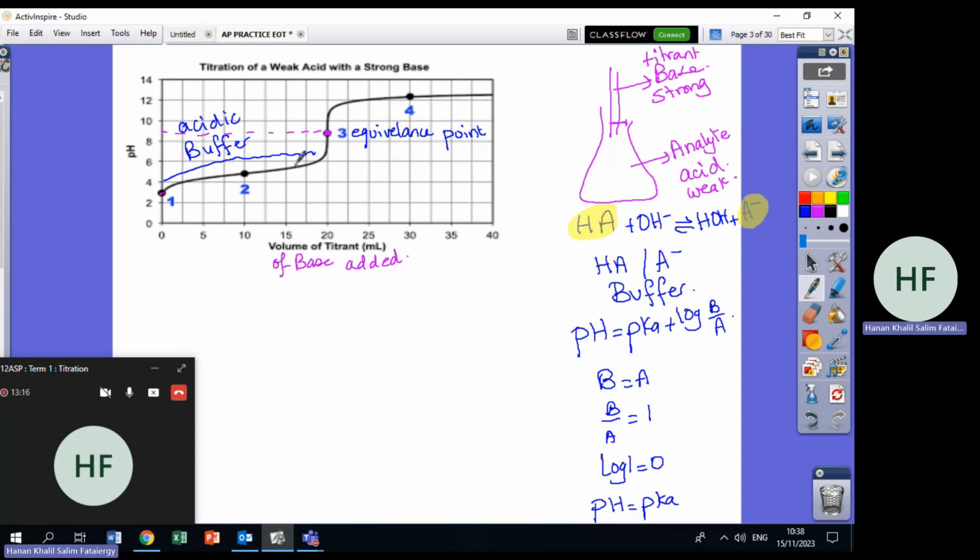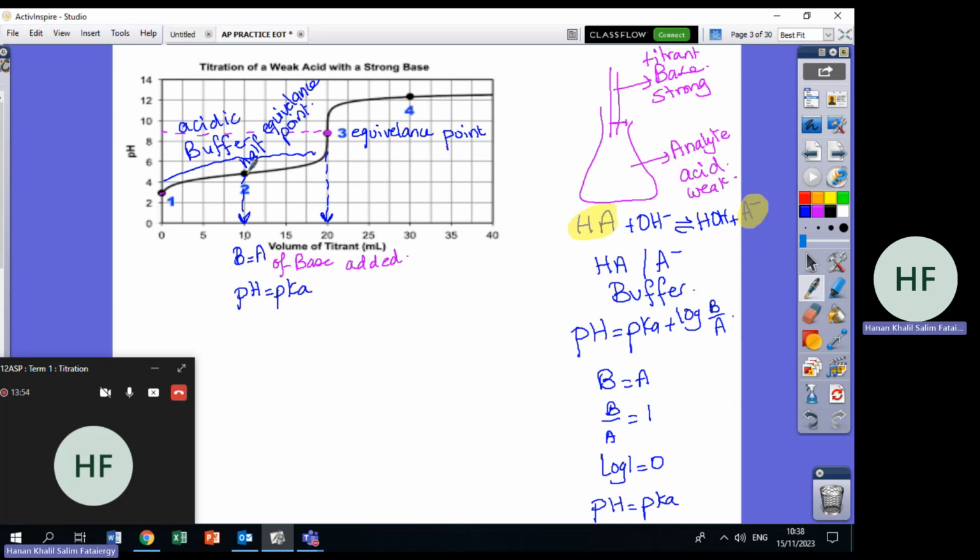Okay, this region will be divided into 3 parts. If this is the equivalence point, this is 20. What is half of 20? Half of 20 is 10. So this point is called the half equivalence point. What do I benefit from this point? At the half equivalence point, in this location, B is equal to A. That's what I said here. B is equal to A, so pH is equal to pKa.